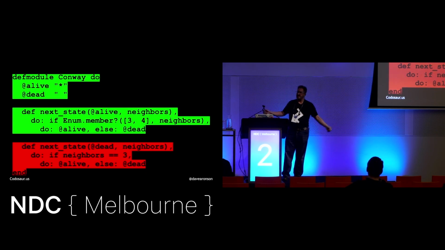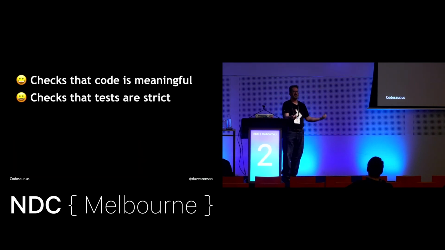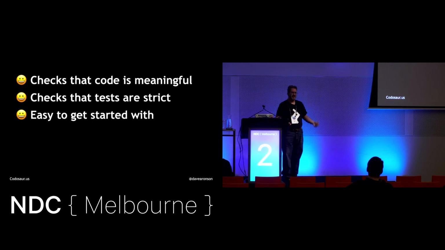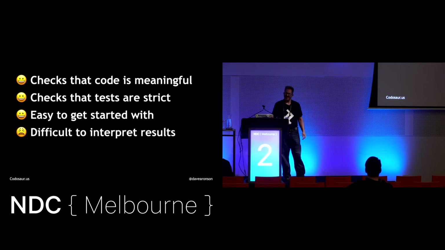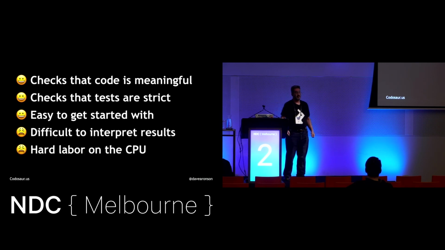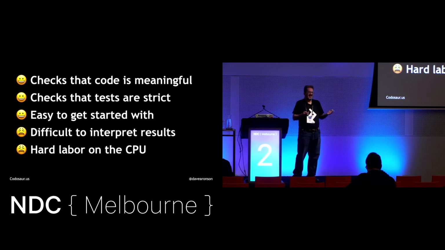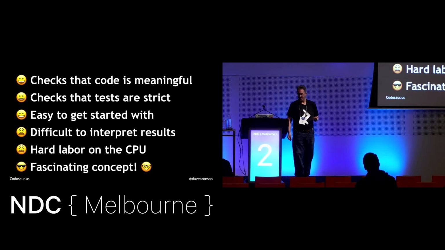To summarize at last, mutation testing is a powerful technique to ensure that our code is meaningful and our tests are strict. It's pretty easy to get started with in terms of things like setting up the tools and annotating our tests if need be, which might be tedious, but at least it should be easy. But it's not all that easy to interpret the results, nor is it easy on the CPU. But even if these particular drawbacks mean it might not be a good fit for the projects we have going at the moment, I still think it's just a really cool idea in a geeky kind of way.